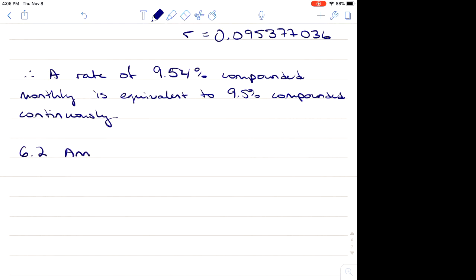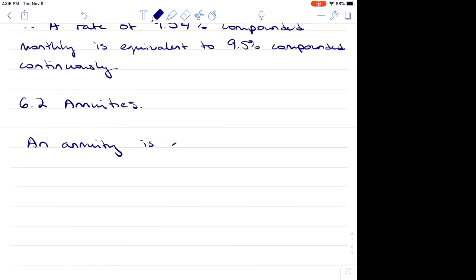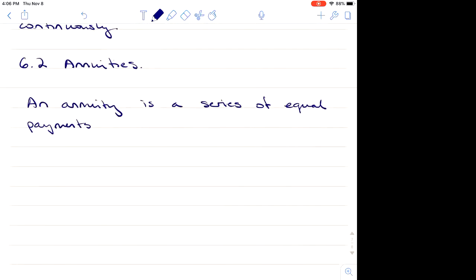Okay. So let's talk about actual annuities. 6.2 annuities. We've already kind of talked about it, but you'll notice it takes up a huge section of your formula sheet. That's because there's different types of annuities that we'll talk about. So an annuity is a series of equal payments at regular intervals.